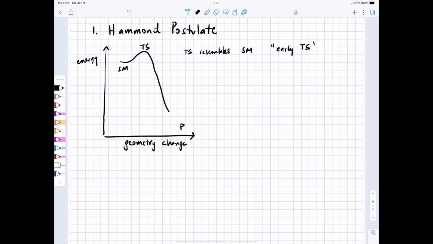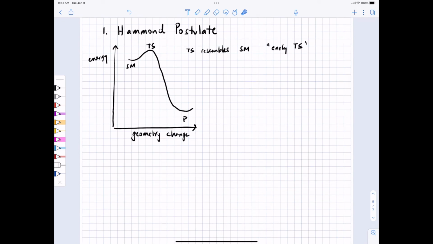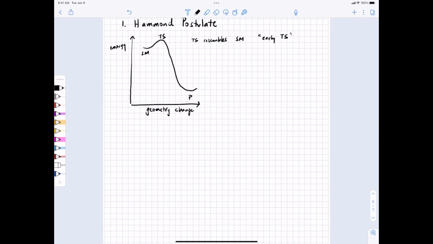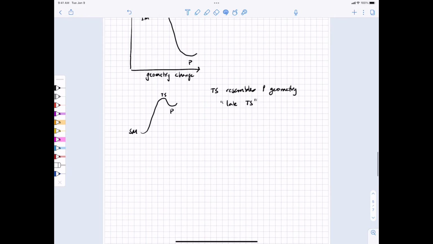And so, the application of this is we use things that we know about stability of starting materials to rationalize things about the transition state, which we can't directly observe. Similarly, if the transition state were close to products, you would say starting material is here, here's the transition state, and here is the products. You would say that the transition state resembles product geometry. And we might call this a late transition state because the geometry has to get nearly to product before you get to the transition state.